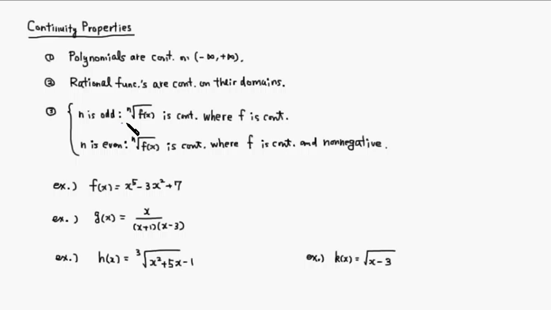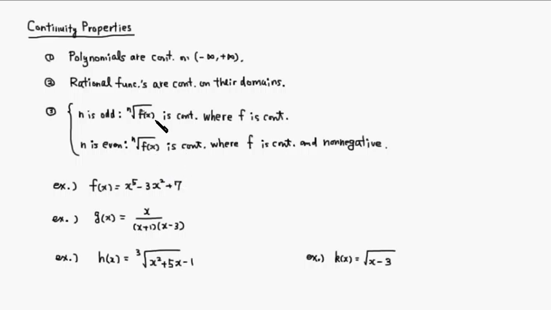So let's say n is odd. If you have the nth root, when n is odd, like cube root and fifth root, of f of x, it is continuous wherever the inside function is continuous. If n is even, like square root, then you have to be a little bit more careful. The nth root of f of x is continuous where the inside function is continuous. Of course, it has to be continuous and also non-negative, because, for example, if you have a square root, you cannot have a negative value there.